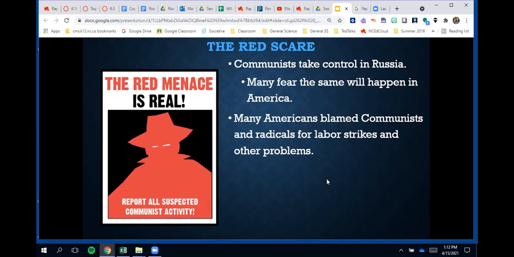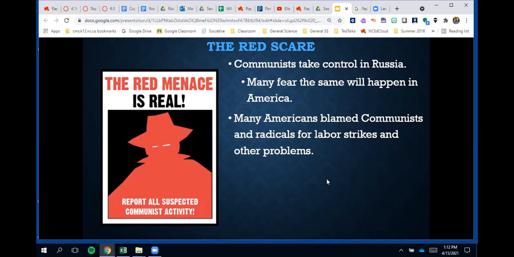And so there's this idea that in America, communism is going to take over. Like the Russians are going to come to America and spread their communist ideas and affect people's minds. And then America is going to become communist. People were terrified of that, and that was called the Red Scare because Russia was red, their flag was red.